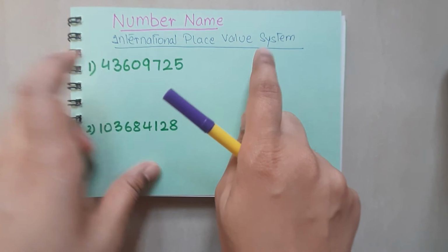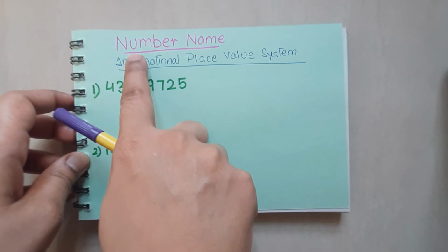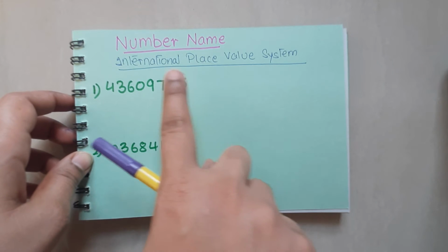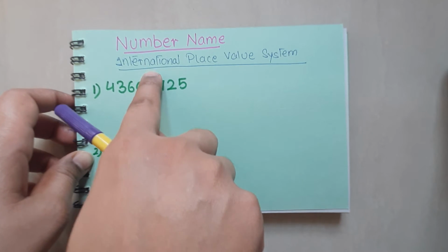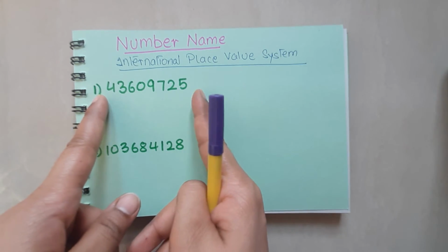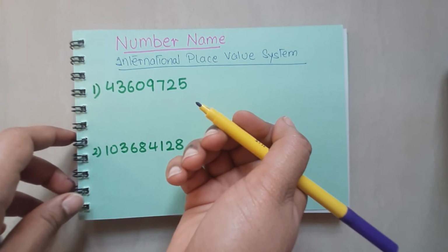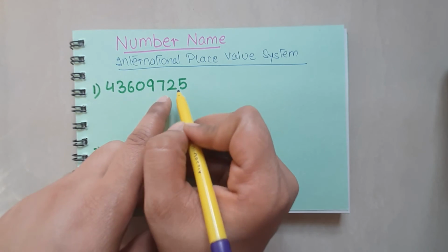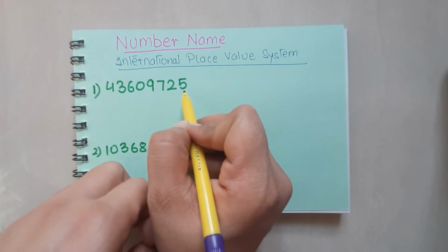Now over here, let me give you an example of a number name, how we can write a large number in words according to the international place value system. Before writing this number in words, we have to do what? Yes, we have to mark the periods. Very good.